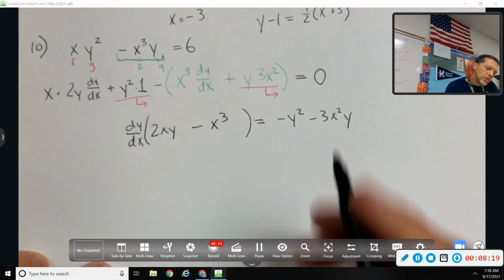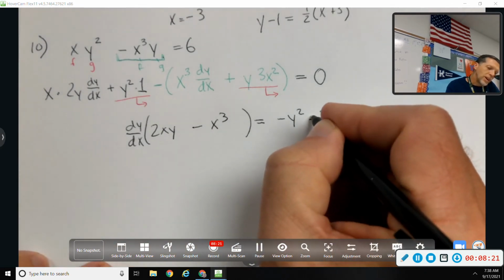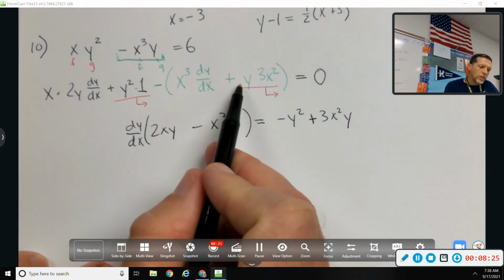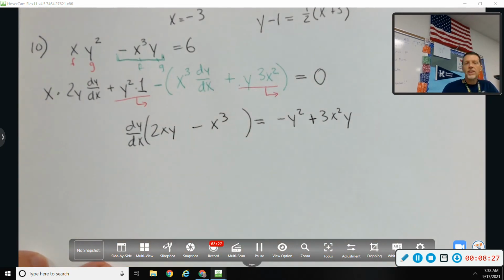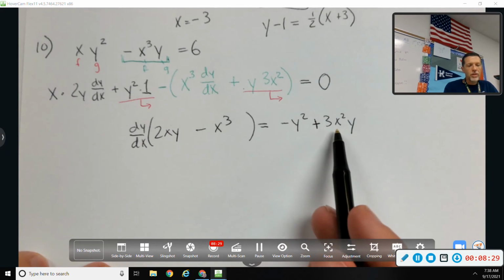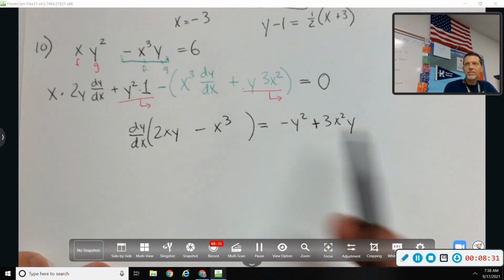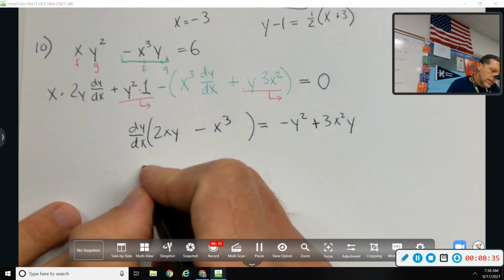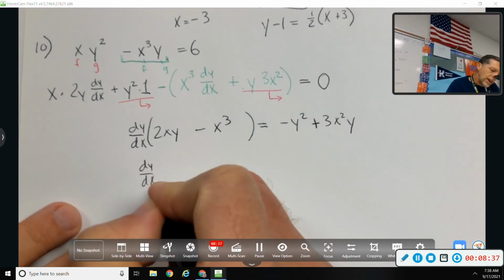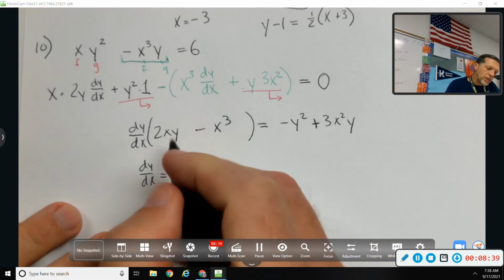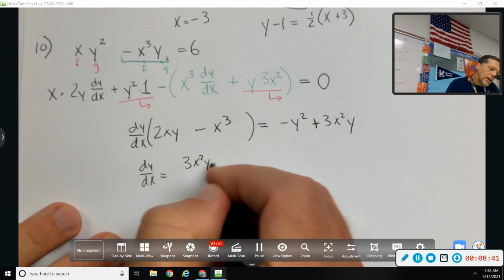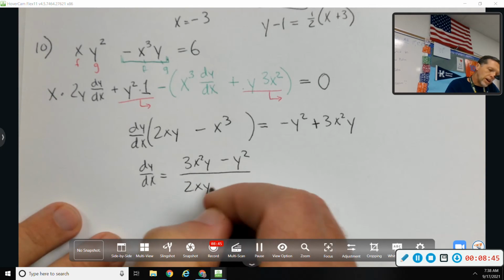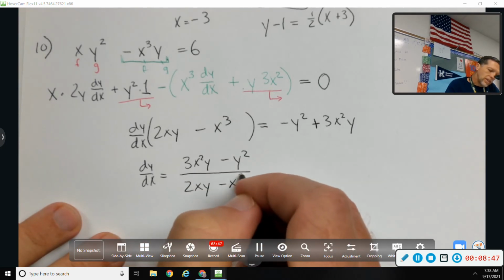It sure would. That's what happens when you skip too many algebra steps at once. The minus sign would distribute, and then we would add it to the other side. I probably should have written it the other way, so it'd be a subtraction, but whatever. So dy dx equals, I'm going to switch it up here, 3x squared y minus y squared all over 2xy minus x cubed.